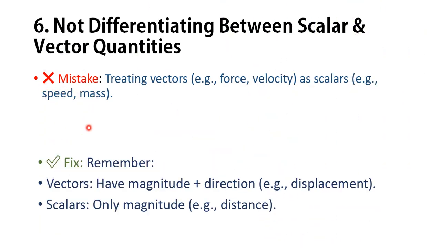How to fix? Remember, vectors have magnitude and direction, for example displacement. A scalar has only magnitude, for example distance. So magnitude plus direction is called displacement. Only magnitude is called a scalar, and magnitude plus direction is a vector.